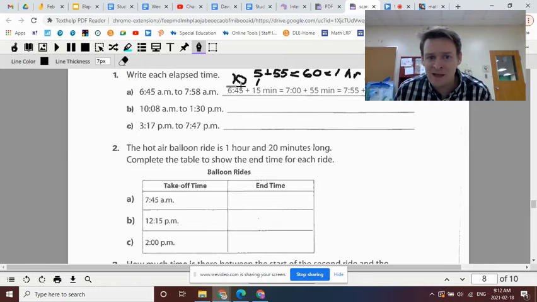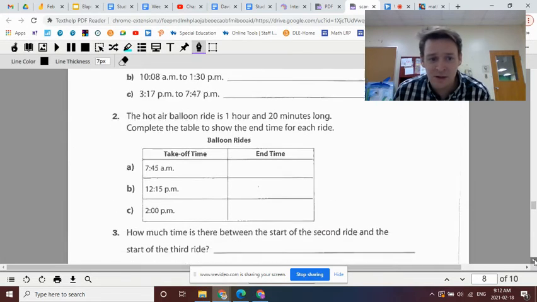And then I've got 10 minutes left over here. I've got 3 minutes left over here, so I'm going to put those together. And 10 plus 3 is 13. So my elapsed time is 1 hour and 13 minutes. Okay. Hopefully that helps you with the next two.